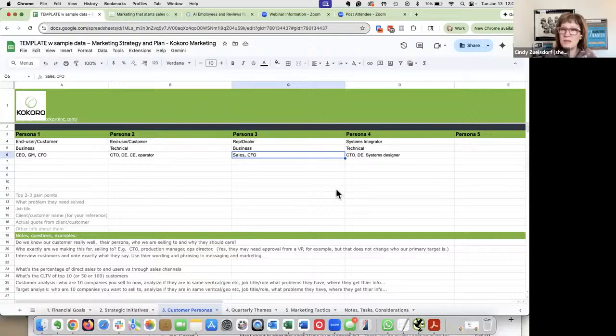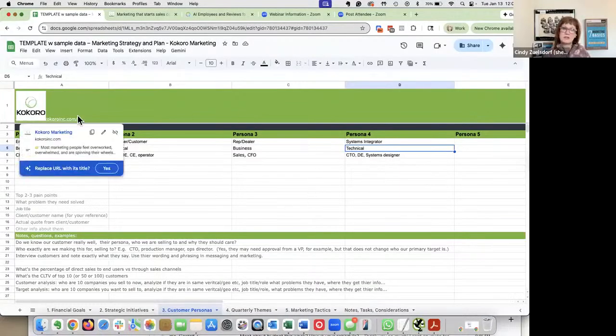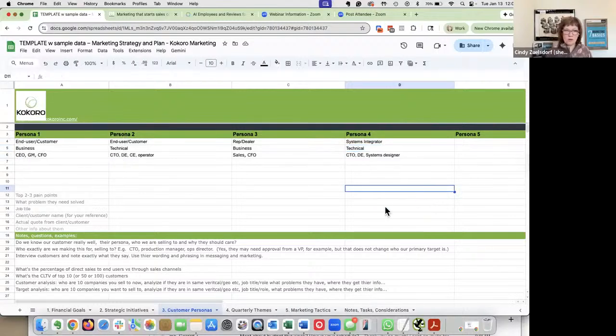You can give these folks names if you want to. I'd love to do that. You can give them a real name of a real person that you work with, because sometimes that helps you remember who it is, or you can give them a name that just is representative of that type of person. And so instead of persona one, two, and three, you can put a real name in there. And also maybe you work with systems integrators and those folks are technical and you want to talk to the designer and know what they need, and it's going to be a little bit different to what the rep or dealer needs. So there's just an example of four right there.